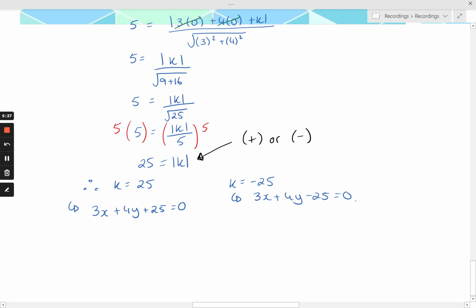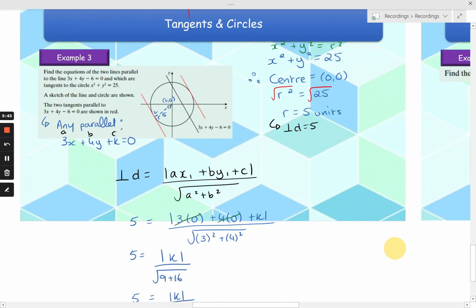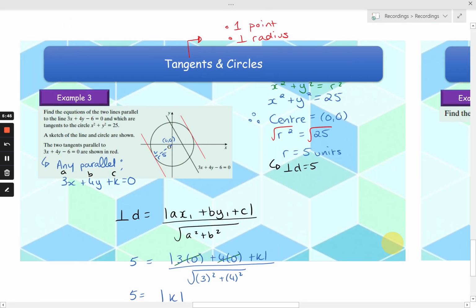So I want everyone to take a minute here to go back through example 1. We're going to add it into our notes booklet, or example 3, and then we're going to move on to example 4.